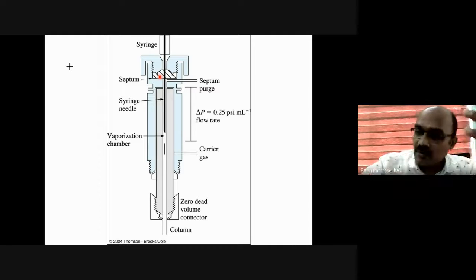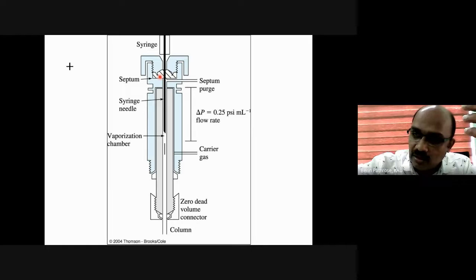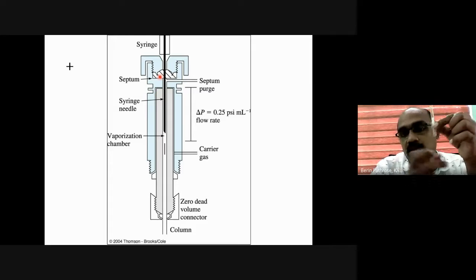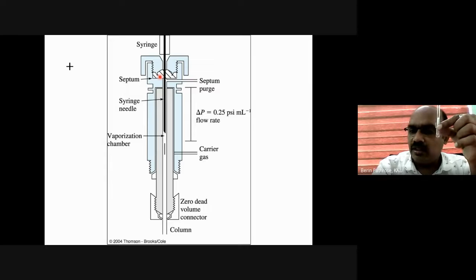Sir, is it a liquid or a solid? It's a solid one. This is glass wool. And these liners are all very costly. This liner costs somewhere around 3,000 to 4,000, and we have to replace it after every 300 injections. That means every 2 months we have to replace it.